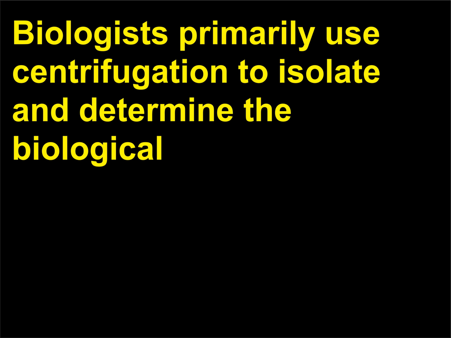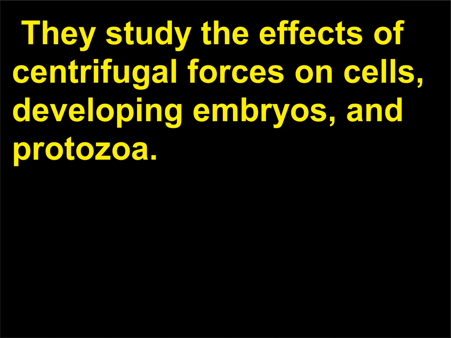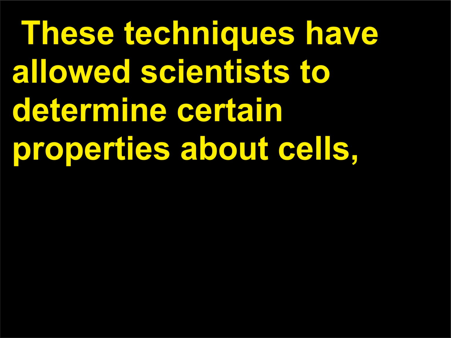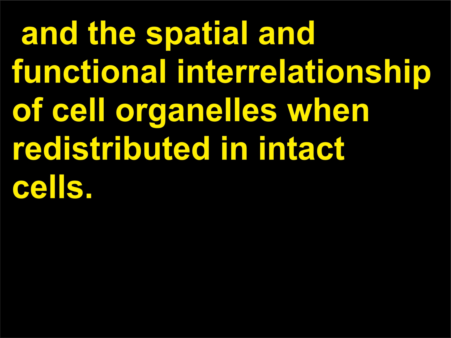Biologists primarily use centrifugation to isolate and determine the biological properties and functions of subcellular organelles and large molecules. They study the effects of centrifugal forces on cells, developing embryos, and protozoa. These techniques have allowed scientists to determine certain properties about cells, including surface tension, relative viscosity of the cytoplasm, and the spatial and functional interrelationship of cell organelles when redistributed in intact cells.